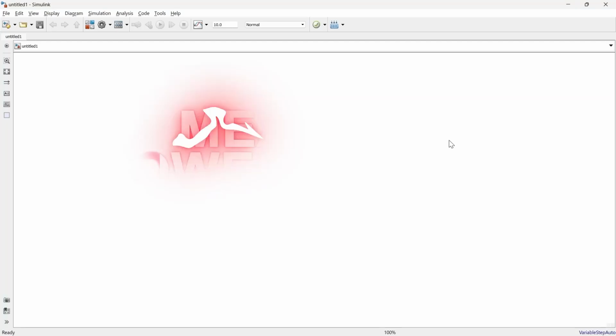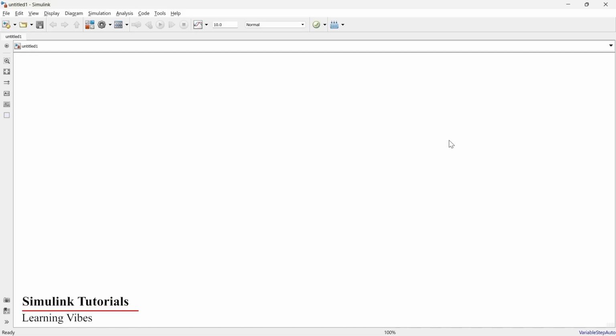Here you will learn how to measure power factor in Simulink. But the interesting thing is there is no ready-made block available in Simulink to measure power factor. So now the question is how to measure power factor in Simulink. That is what we are going to explore in this video. So let's get started.